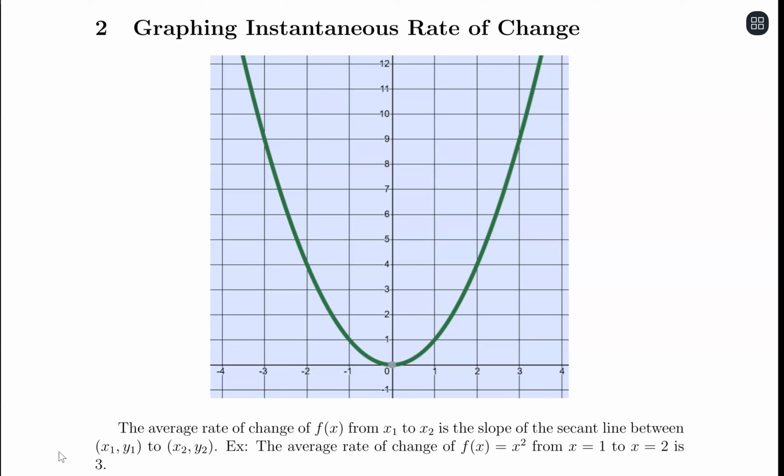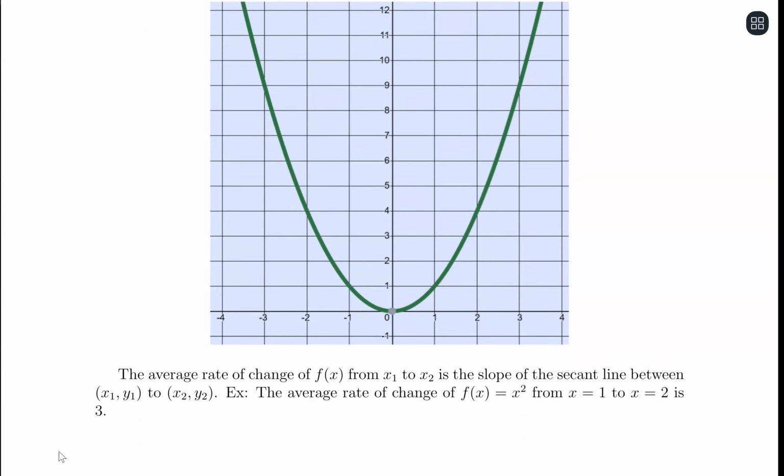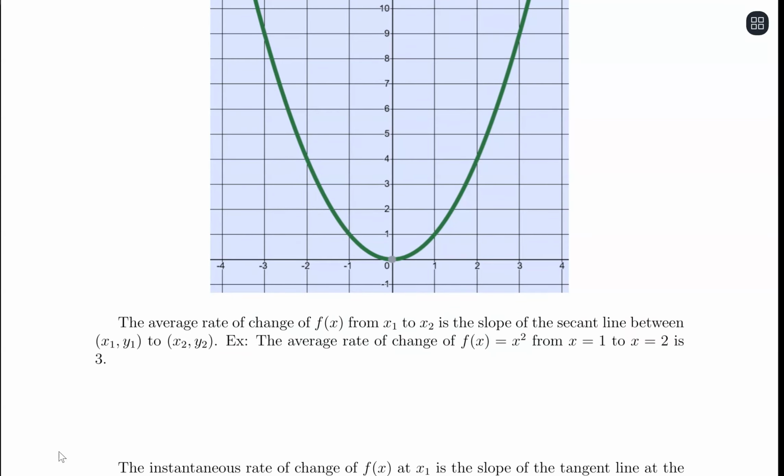So what we're going to do is start with just a graphical explanation. What does our secant line do as we change to this instantaneous idea? Here we have just the graph of x squared, a parabola opening upward through (0, 0). First, a little more review of average rate of change, from x1 to x2, which is the slope of the secant line between those two coordinates. That's what we just practiced in the last video.